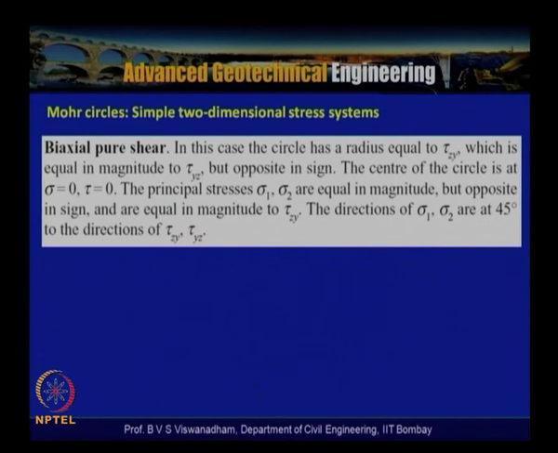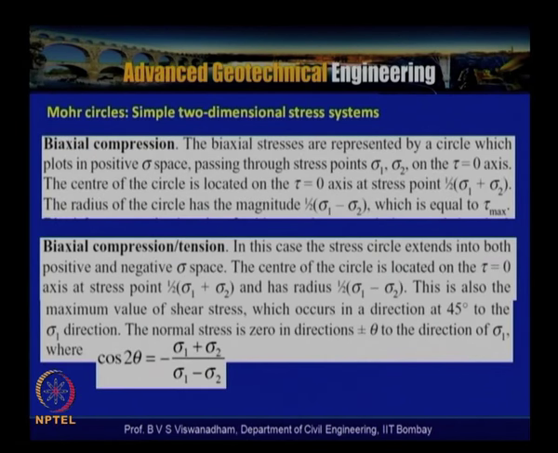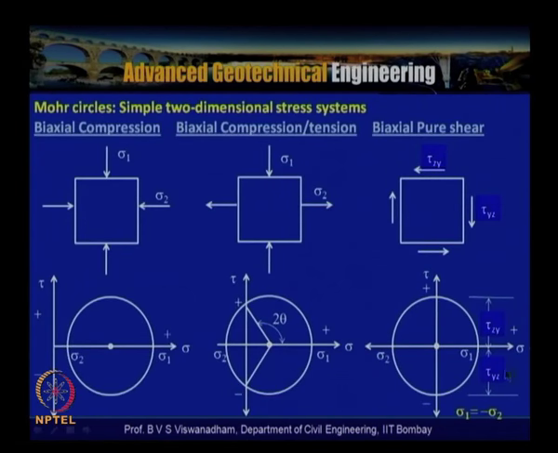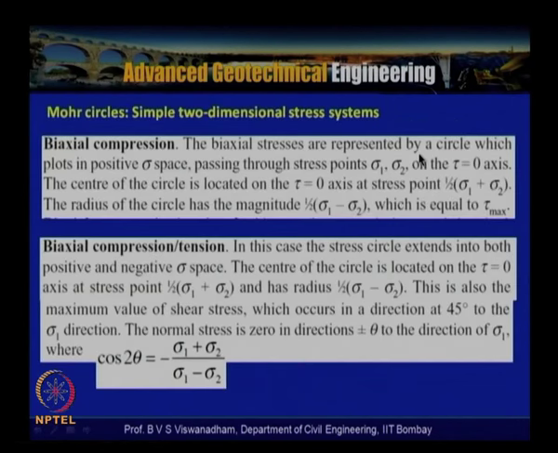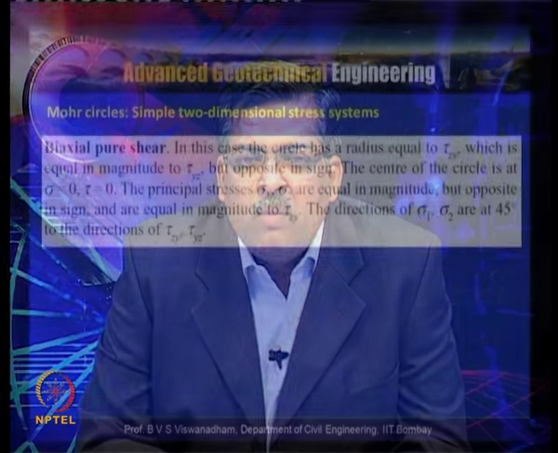So, the circle is represented like this, wherein you have sigma 1, the major principal stress, here on the abscissa, and sigma 2 here, and this is the shear stress, tau zy, and tau yz is represented like this, tau yz and tau zy. So, this is the case of biaxial pure shear.